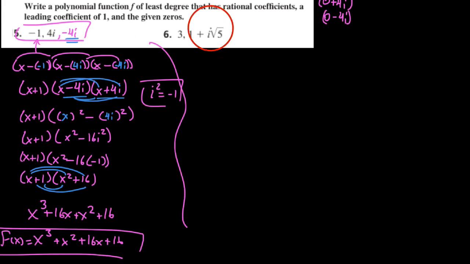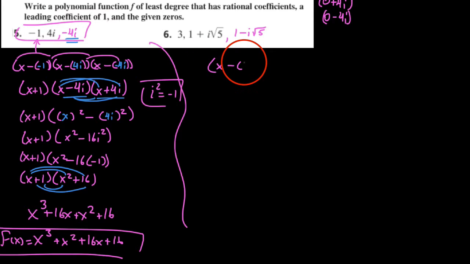So let's take a look at this one here. Now this one's a little bit different. We say that the zeros are 3, 1 plus i root 5. We're also going to write 1 minus i root 5. So we've got a little bit of work to do on this one here, but I say I know all my zeros. So the way this is going to look is firstly we need to write out our factors.